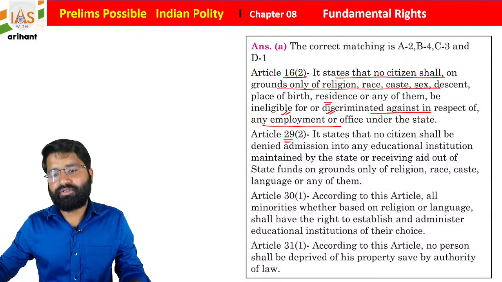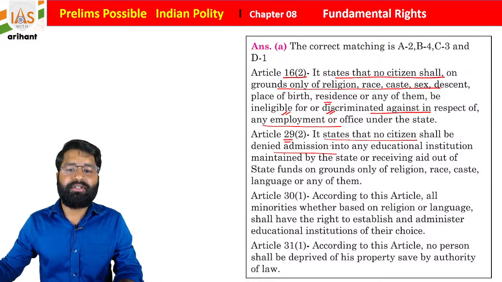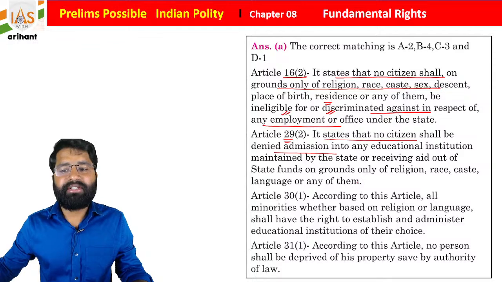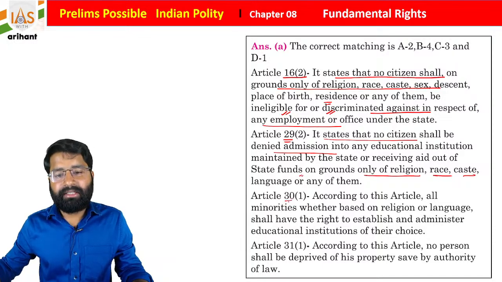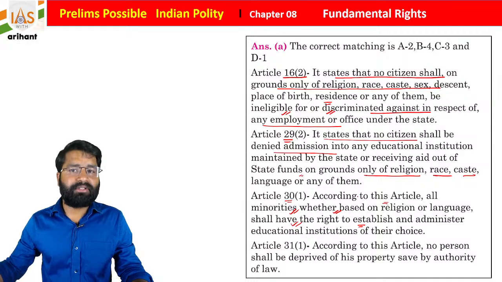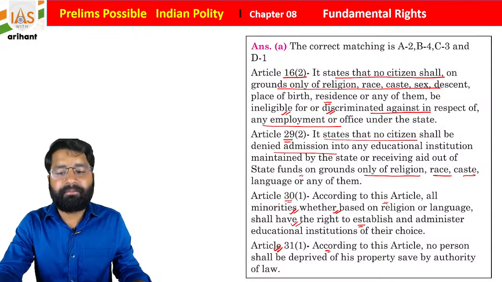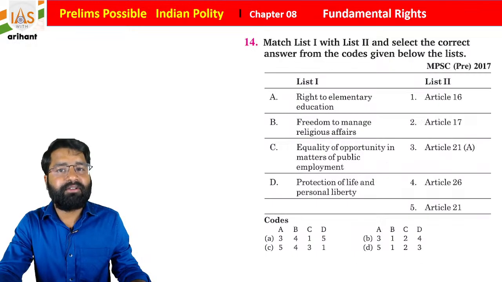Article 29 clause 2 states that no citizen shall be denied admission into an educational institution maintained by the state or receiving aid out of state funds on the ground only of religion, race, caste, sex and place of birth. Article 30 clause 1, according to this article, all minorities, whether based on religion or language, shall have the right to establish and administer educational institutions. Article 31, that is for no person shall be deprived of his property save by authority of law.